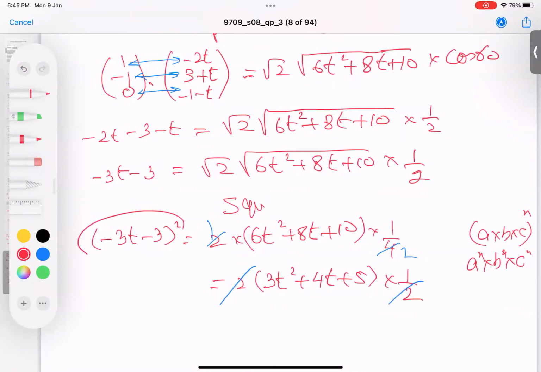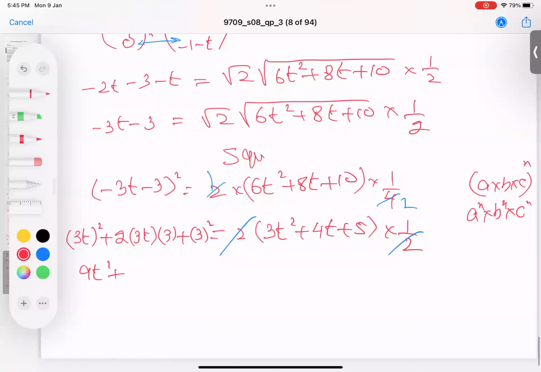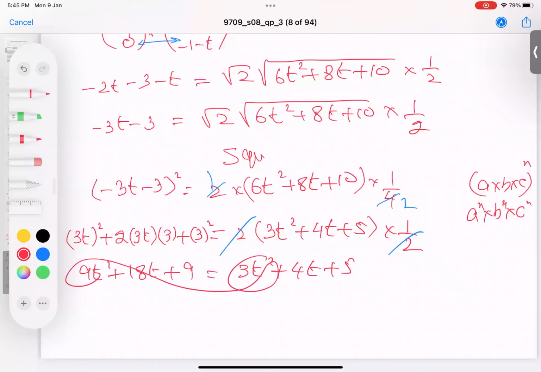And left hand side, what we have? So first term square plus 2 into first term into second term plus second term square. So I'm getting 9t to power 2 and 2 sixes are 12, 2 into 3 into t is 18t and plus 9 equals 3t to power 2 and plus 4t and plus 5. So this goes there. Out of 9, 3 gone, 6t to power 2. This comes here, out of 18, 4 gone, we got 14t. This 5 goes there, we got a 4.